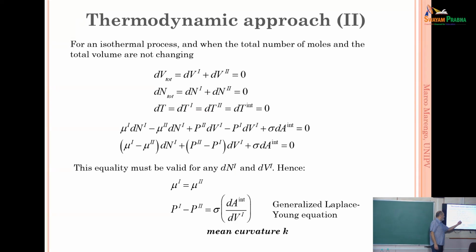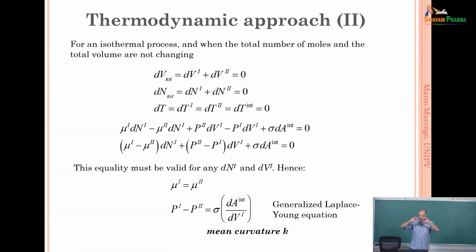And then, since this equality must be valid for any dn1 and dn2, or dv1 and dv2, what is possible to write is that these two chemical potentials are the same. This is in fact true because we saw from the phase change, my third lesson, that it should be like that. So at the end, we have the difference of pressure is equal to the sigma. This is thermodynamics now. There was no force.